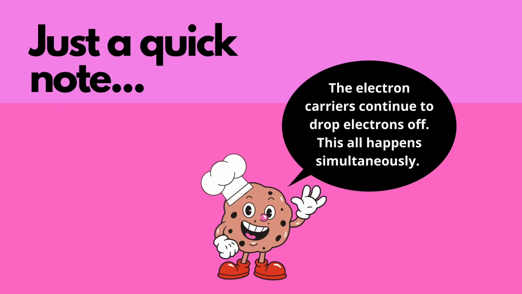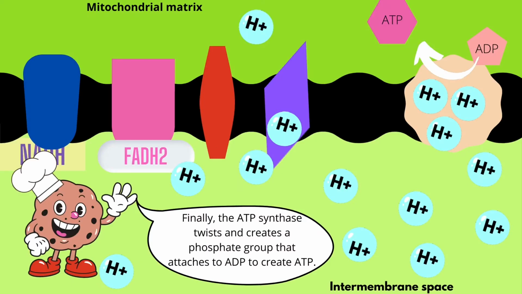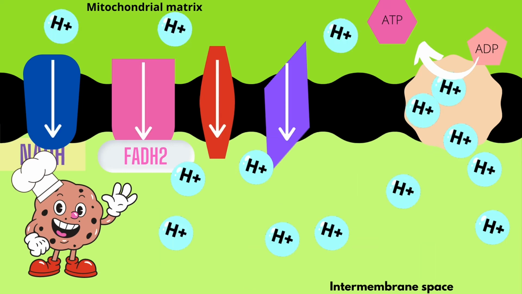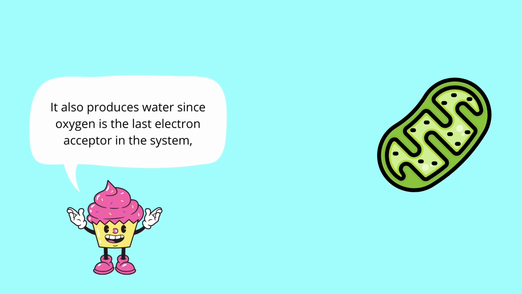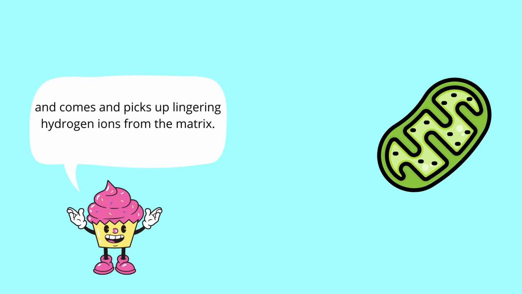Just a quick note, the electron carriers continue to drop electrons off. This all happens simultaneously. Finally, the ATP synthase twists and creates a phosphate group that attaches to ADP to create ATP. Overall, the electron transport chain alone creates a whopping 34 ATP. It also produces water since oxygen is the last electron acceptor in the system, and comes and picks up lingering hydrogen ions from the matrix.